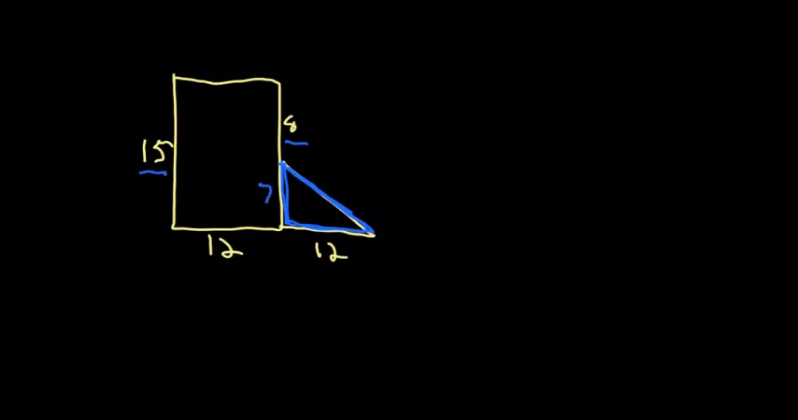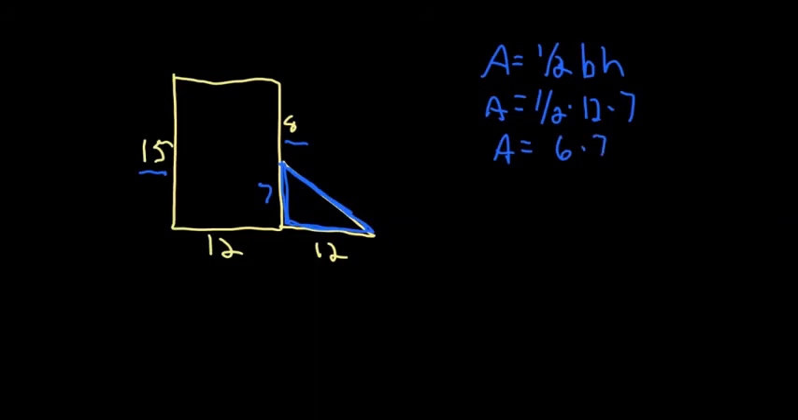So to find the area of my triangle, area equals 1/2 base times height. So area equals 1/2 times 12 times 7. So it's easiest to find half of 12 first, which would be 6, times 7. So my area would equal 6 times 7 is 42.